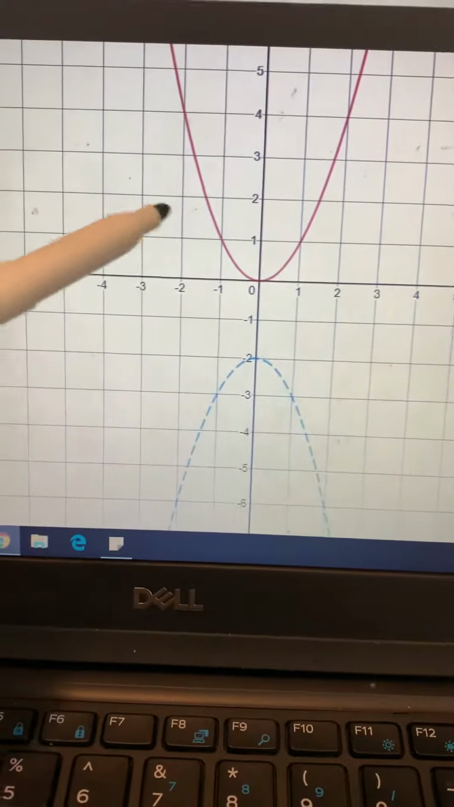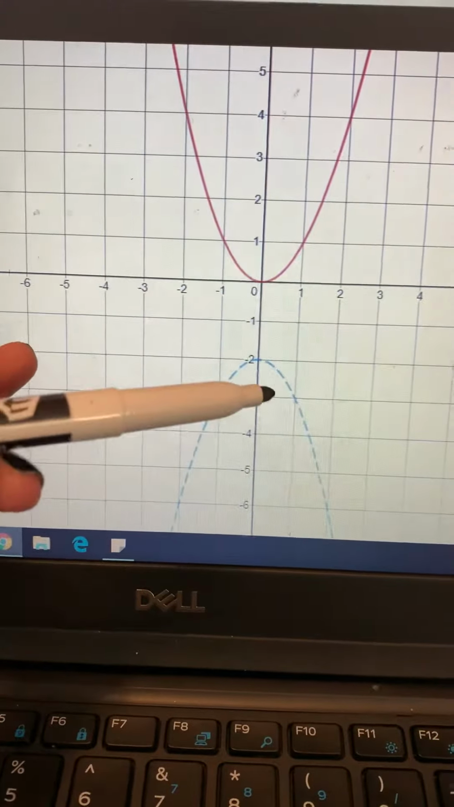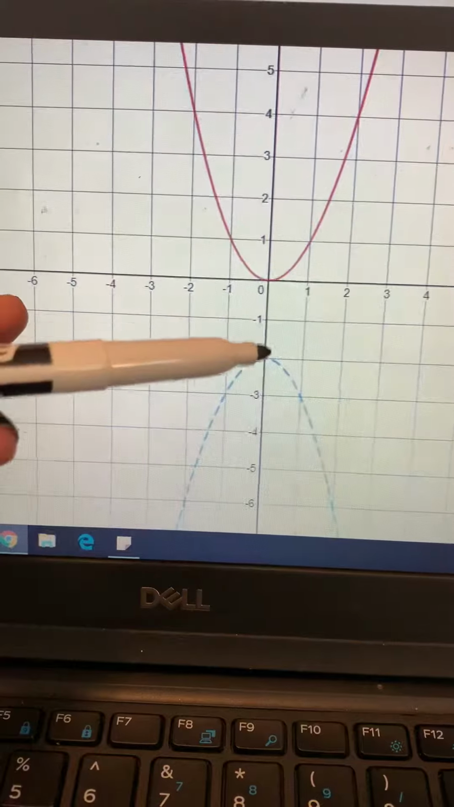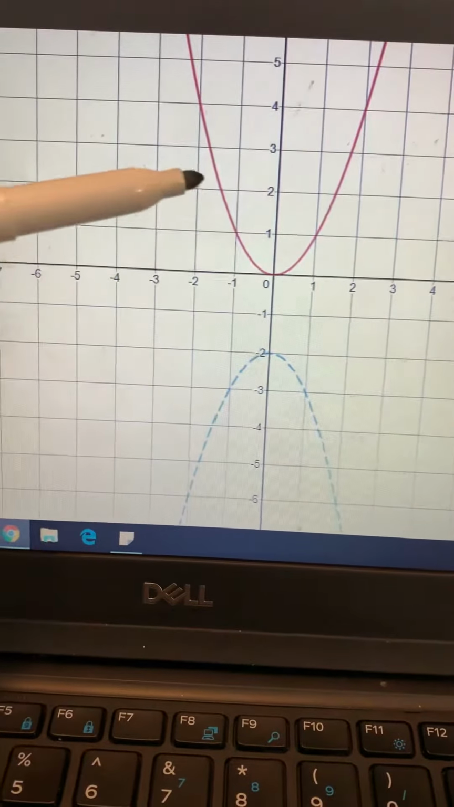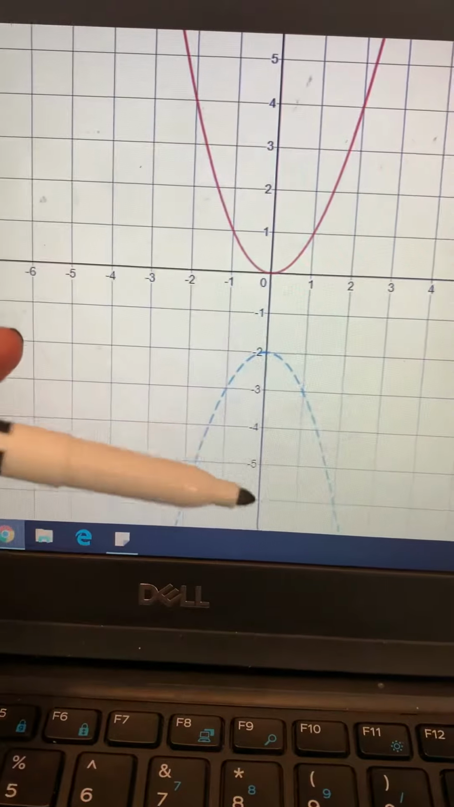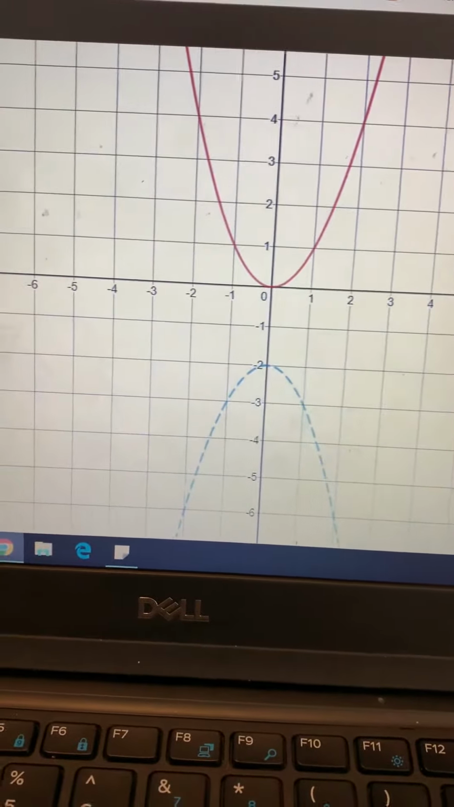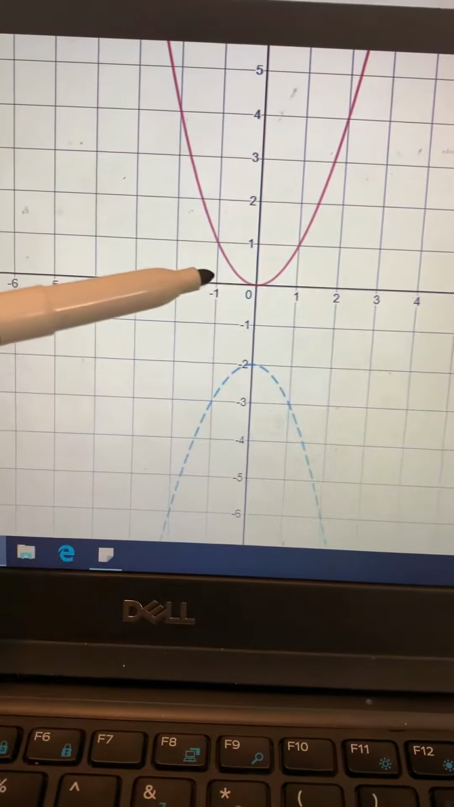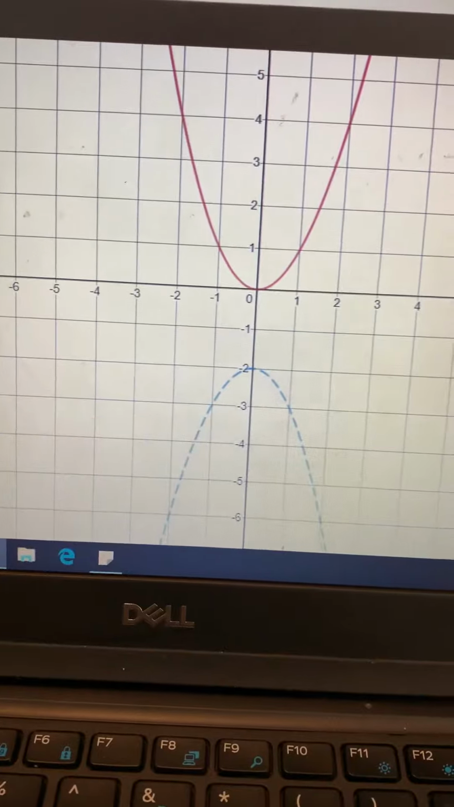So if I start with this parent function, what I see happen from red to blue is that it moved down 2. And then the other thing that I see happening is from this red to blue, it was flipped over this x-axis, and we call that a reflection over the x-axis. So it was moved down 2, and then it was reflected over the x-axis.